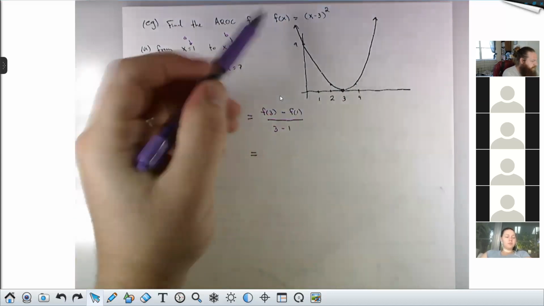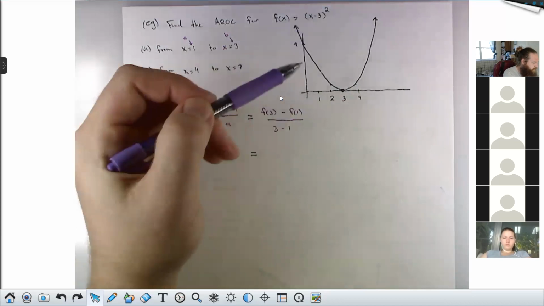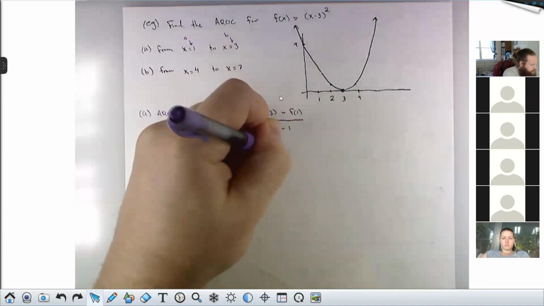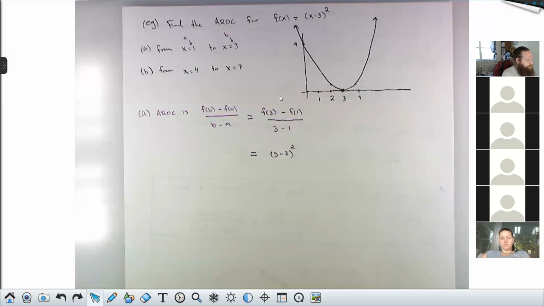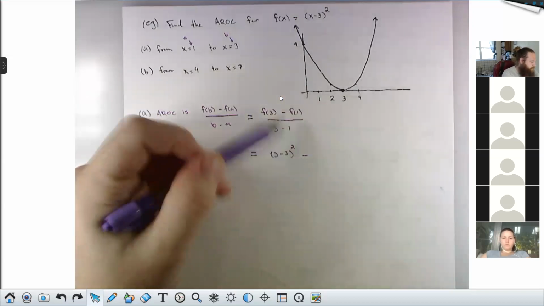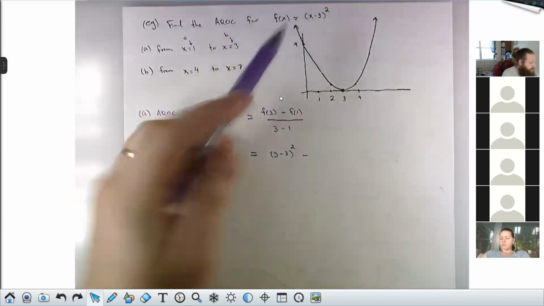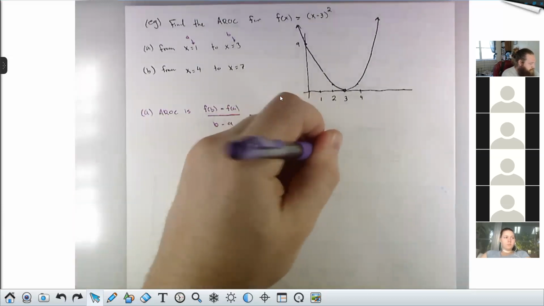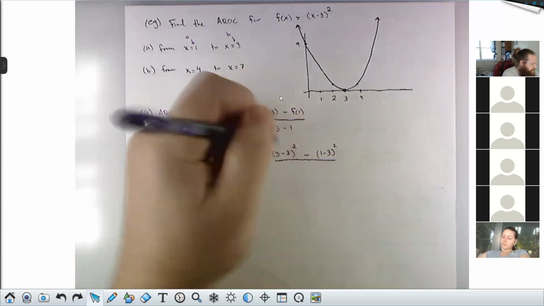But the more grown-up way to handle this is to just say, okay, I know what f of x is. f of x is x minus 3 all squared, and that's for any x. So f of 3 is 3 minus 3 all squared. And then this minus is coming from the formula here. What is f of 1? Well, f of 1 is 1 minus 3 all squared. And then downstairs, 3 minus 1, that's 2.